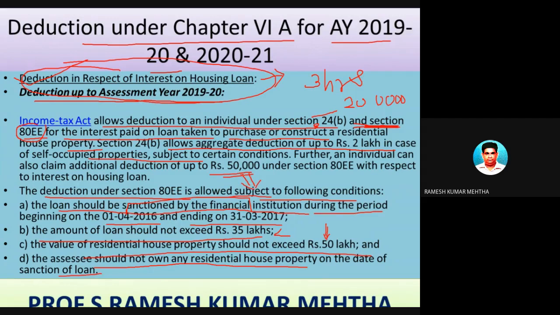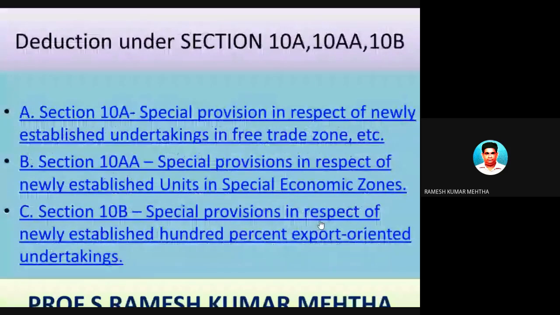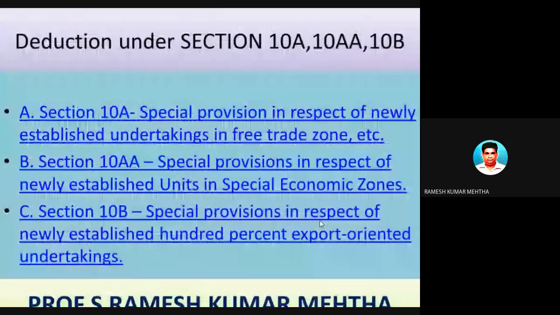Then an amount of 50,000 can be claimed under Section 80EE, subject to the following conditions being fulfilled. Hope you have understood it. Now, on similar lines, we have deductions under Section 10A, 10AA, and 10B.